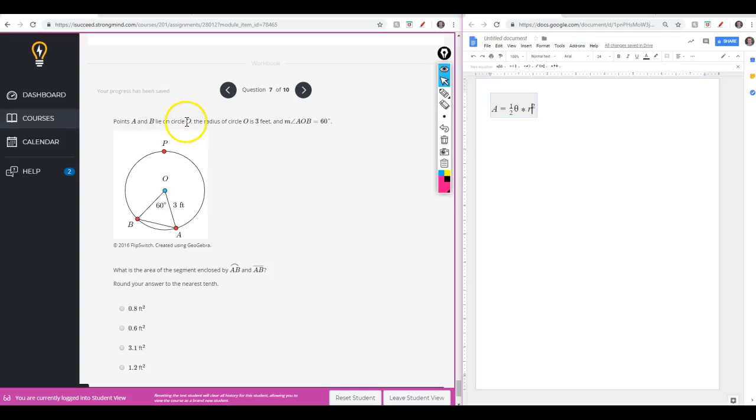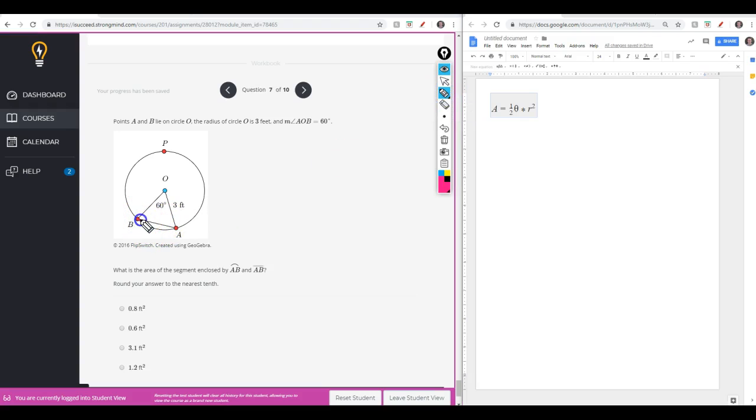Points A and B lying on circle O. The radius of circle O is 3 feet. Measure of angle AOB is 60 degrees. What is the area of the segment enclosed by arc AB and segment AB? Round your answer to the nearest tenth.